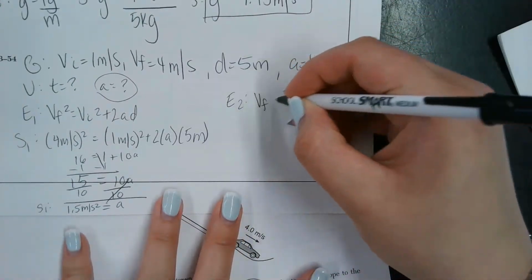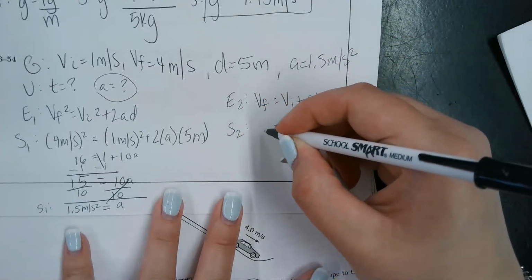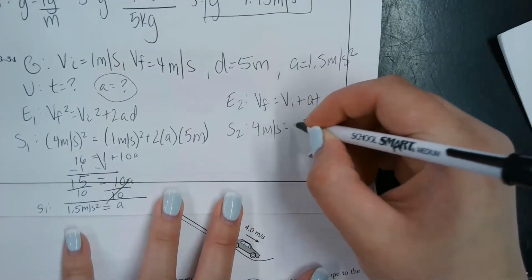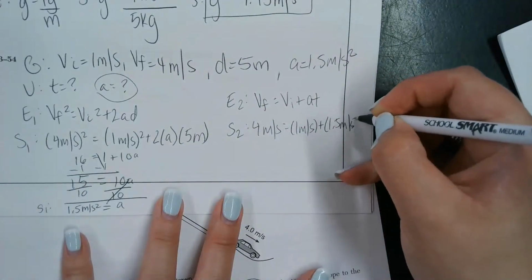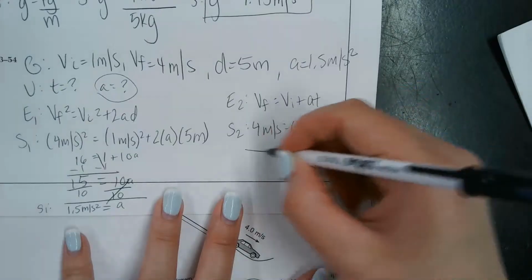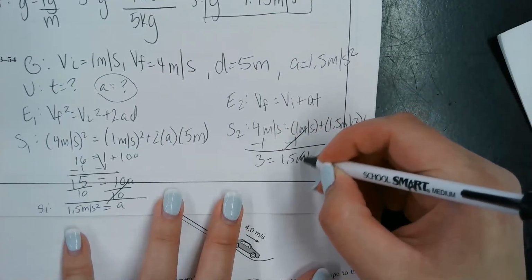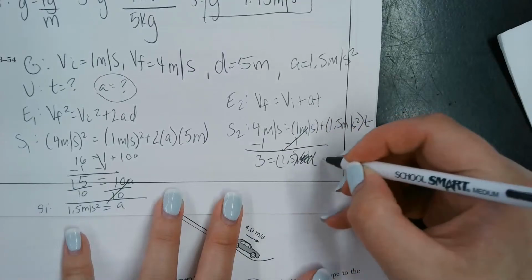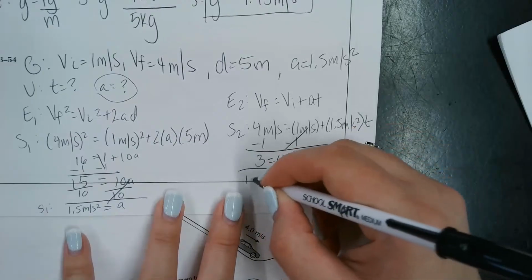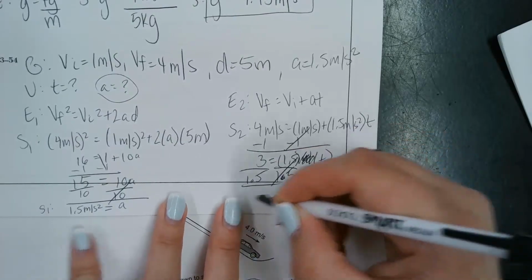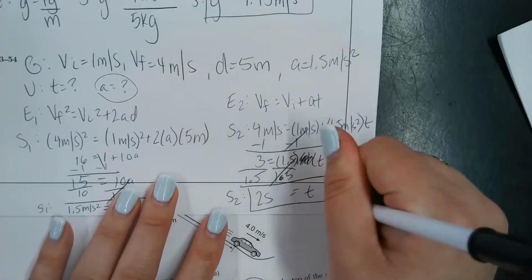So we can use Vf equals Vi plus at. So I know my 4 meters per second equals 1 meter per second plus 1.5 meters per second squared times t. I subtract 1, 3 equals 1.5 times t. I divide 1.5 on both sides to get t isolated. So t, 3 divided by 1.5, is going to be 2 seconds.